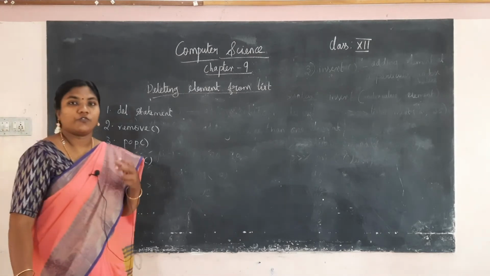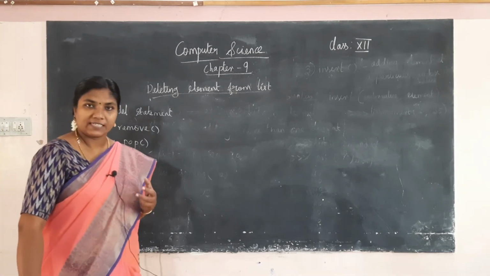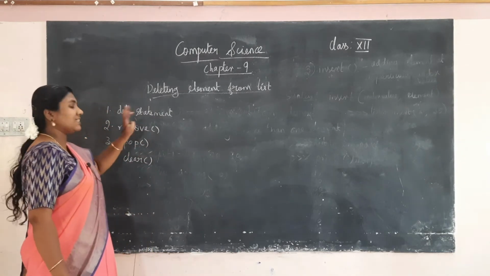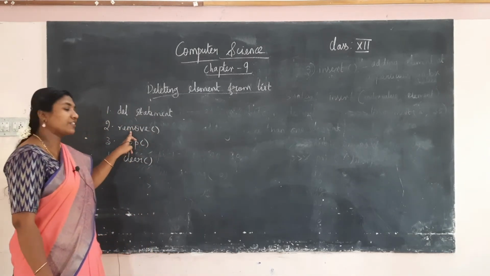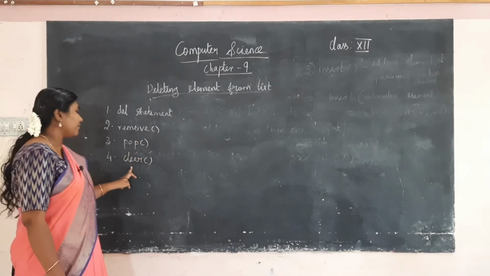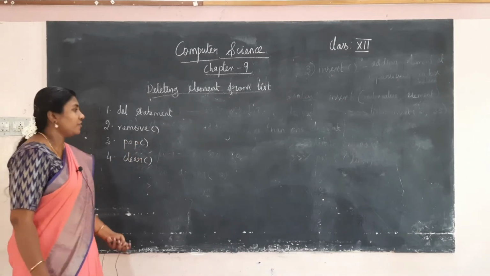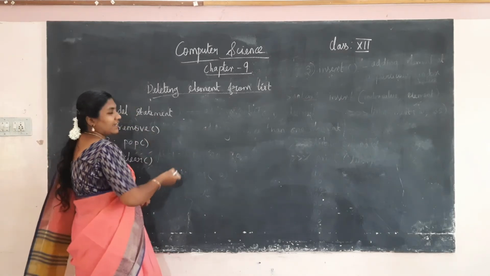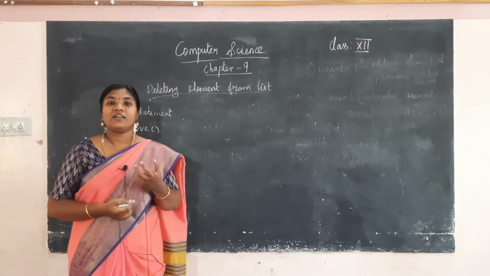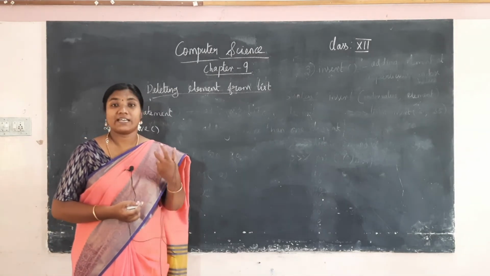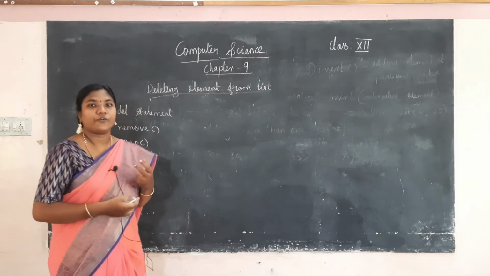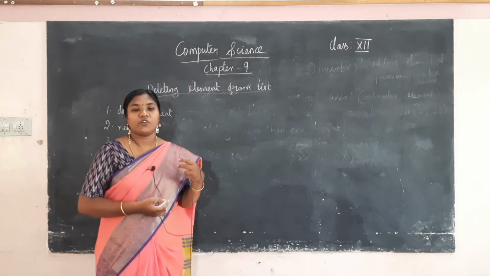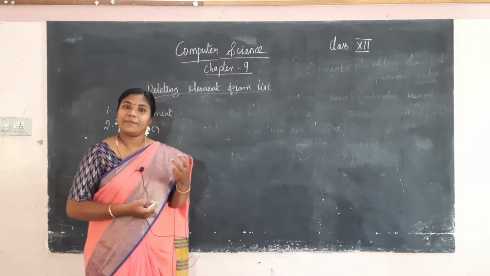So for removing an element from the list, Python provides us 4 functions. The first one is the del statement, the second one is the remove function, the third one is the pop function, and the fourth one is the clear function. So first, the del statement. In the del statement we can delete a particular element from a list using its index value. So if you know the index value of the particular element, then we can use the del statement to delete it.